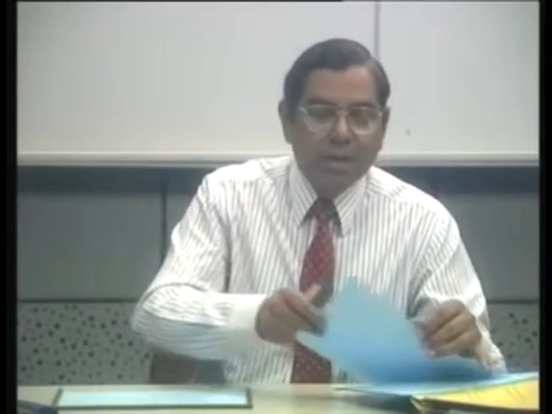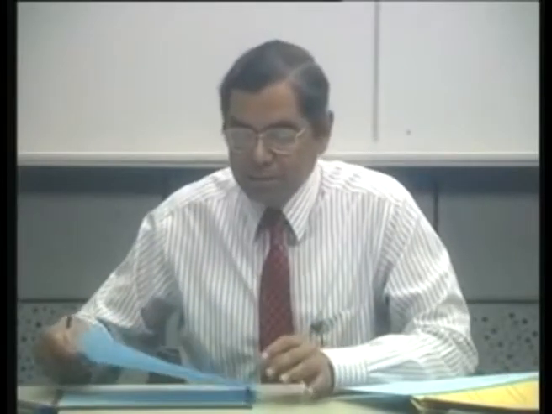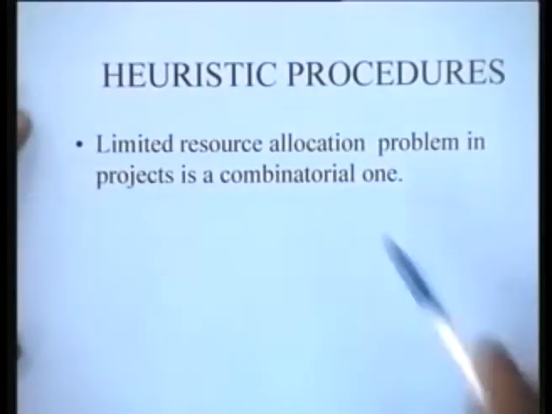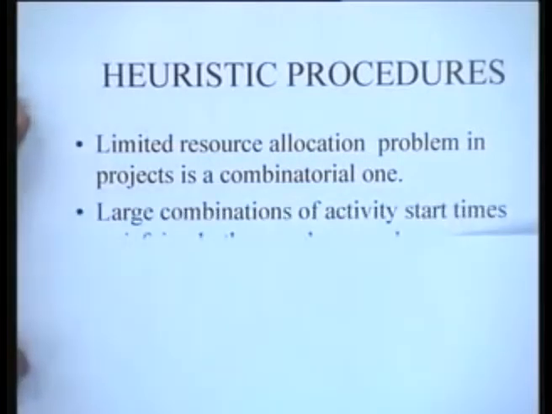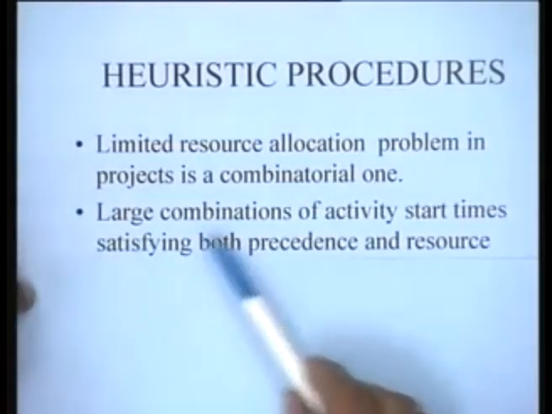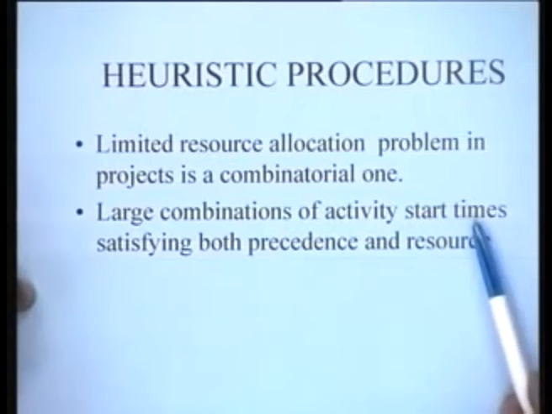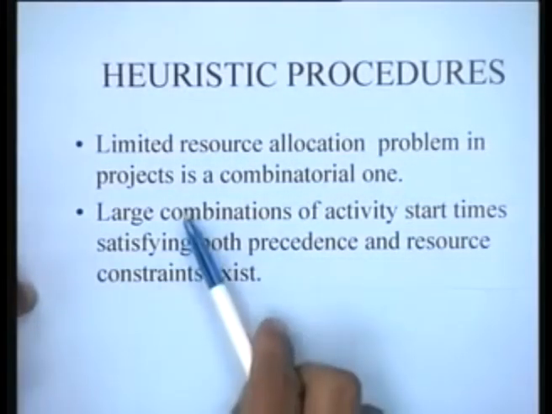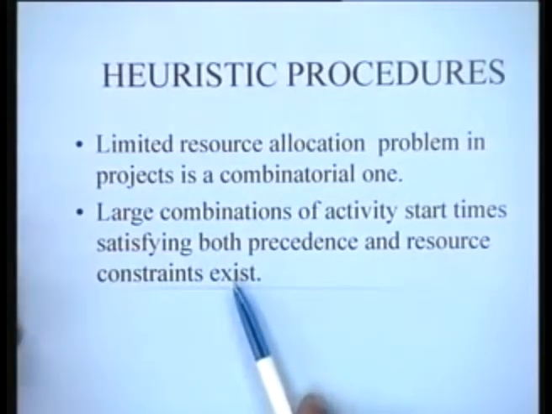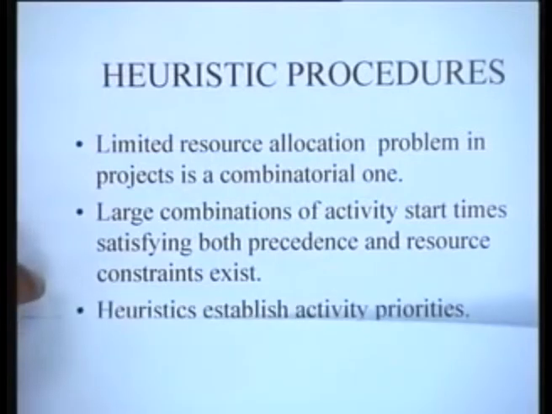Let us now examine some of the typical problems with heuristic procedures and the kinds of approaches which are available. The limited resource allocation problem in projects is a combinatorial one that we have already mentioned. By this we mean that there are a large number of combinations of activity start times satisfying both precedence and resource constraints. Because of these large combinations, you have a large number of heuristic procedures possible.